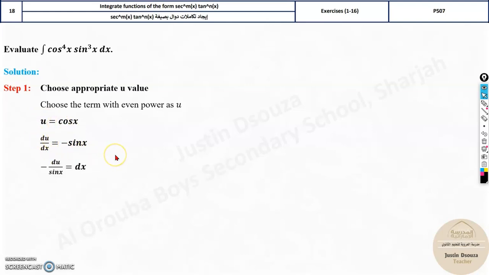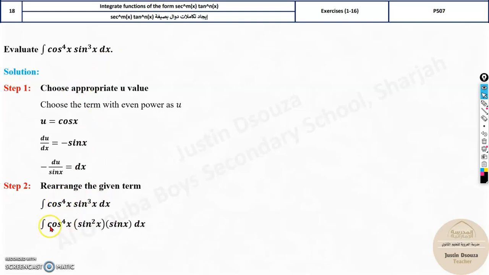Now what do we do? We need to get dx, right? So swap this with dx. It'll go to the other side and become dx equals minus du by sine x. Now we will rearrange and write these terms. Instead of cos to the power 4x, you write u to the power 4, and then sine cube.